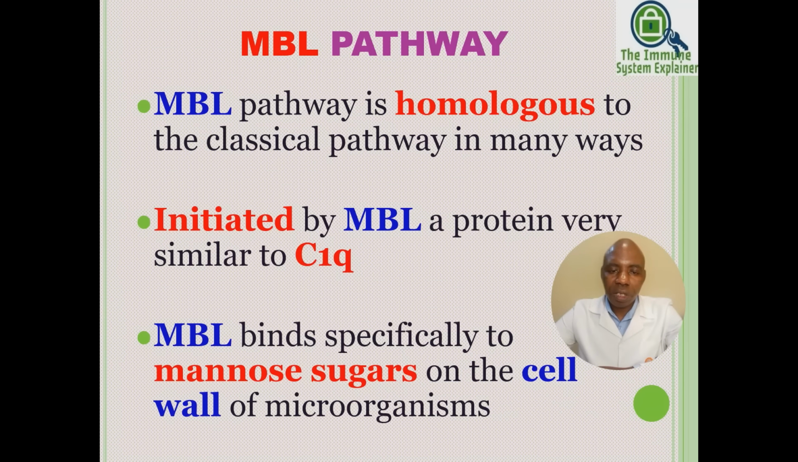So let's talk about the MBL pathway. The mannan binding lectin pathway is very, very homologous to the classical pathway in many ways. It is initiated by MBL, which is a protein that is usually made in the liver. It's an acute phase protein, and this protein is very similar to C1q. MBL binds specifically to mannose sugars on the cell wall of microorganisms.